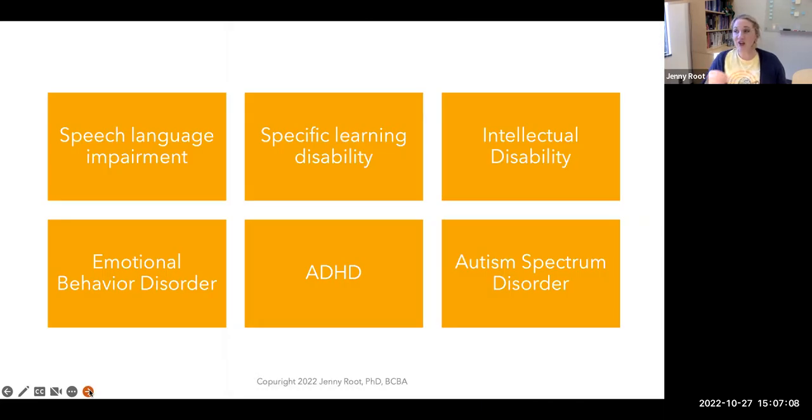So these are, again, some of the disabilities that we're going to talk about. Speech language impairments, specific learning disability, intellectual disability, emotional and behavior disorders, ADHD, and autism spectrum disorder. You may have individuals who you're not even sure what their disability is, or they may not have ever been identified. You may also have some who don't fall in one of these categories. For example, a traumatic brain injury resulting from a vehicle crash or a worksite incident, where an individual then has an acquired disability. But these are the few that we can cover in the time that we have.